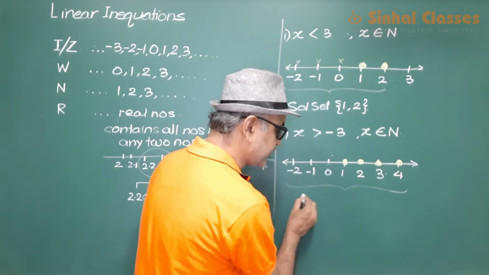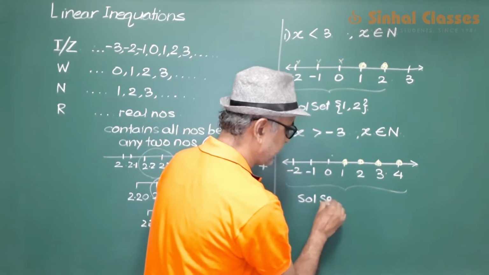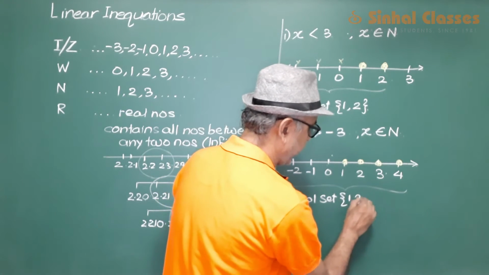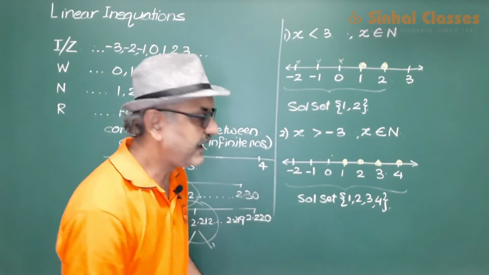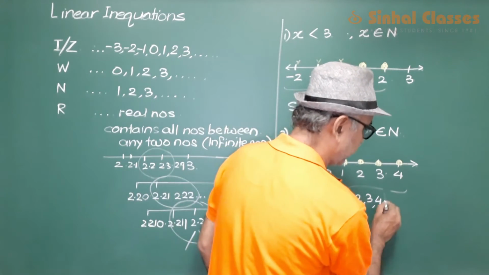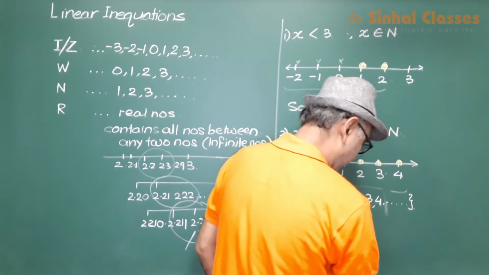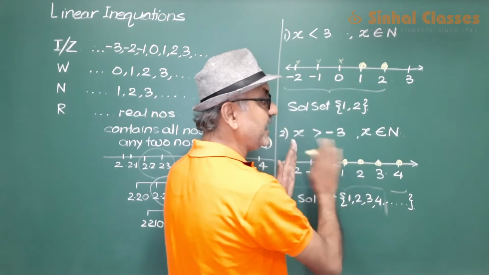So the solution set should be 1, 2, 3, 4, and not just 4, it goes beyond 4. Why? Because there is no limitation to it.